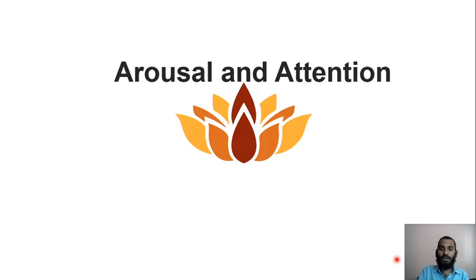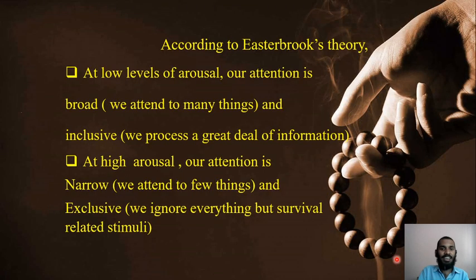Now moving to level of arousal and attention. According to Easterbrook's theory, at a low level of arousal, your attention will be broad. That means you will attend to many things and you will process a lot of information. That is, your processing will be inclusive. So at a low level of arousal, your attention will be broad and inclusive. That means you'll attend to and process so many things.